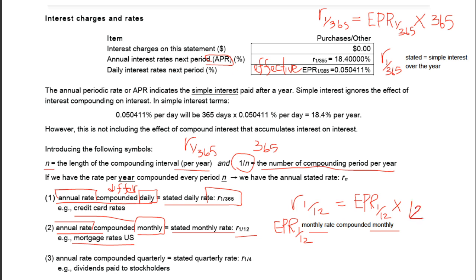Remember, this subscript here is just a notation. You don't multiply that, okay? So what you have to do is take your effective monthly rate and multiply by 12 to get the simple interest that is stated on a mortgage, on a loan statement. Okay, so when you buy a property or you take out a loan to buy that property, it's called a mortgage, and it will probably have the annual rate compounded monthly as the APR.